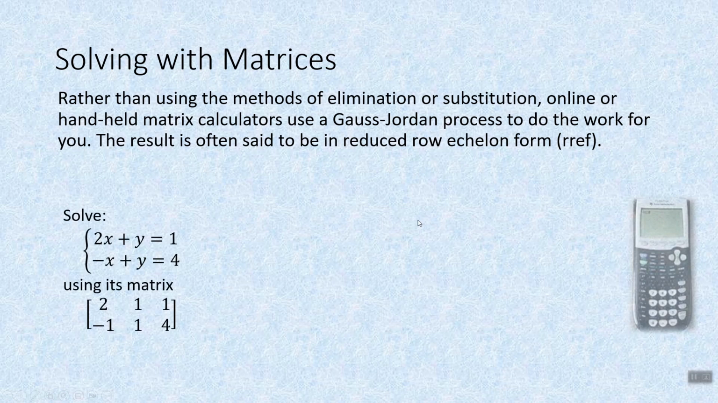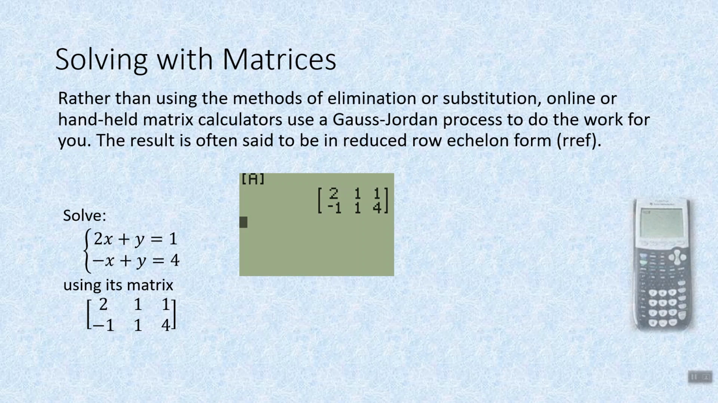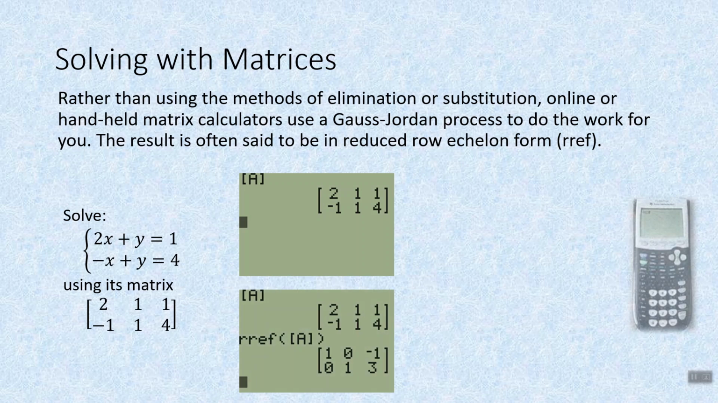So we have our system, 2x plus y equals 1, negative x plus y equals 4, and we can write it in matrix form. We can then use our graphing calculator to enter the matrix, and then we can command the calculator. We can use the commands on the calculator to do RREF, reduced row echelon form of the matrix A, and we end up with 1, 0, negative 1, 0, 1, 3.